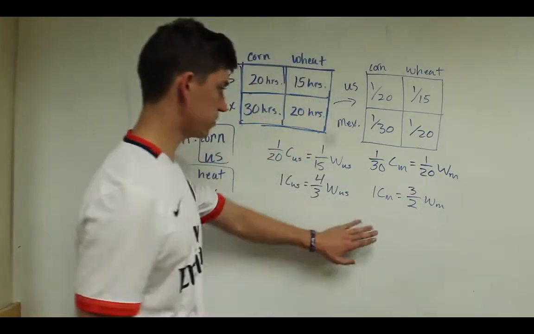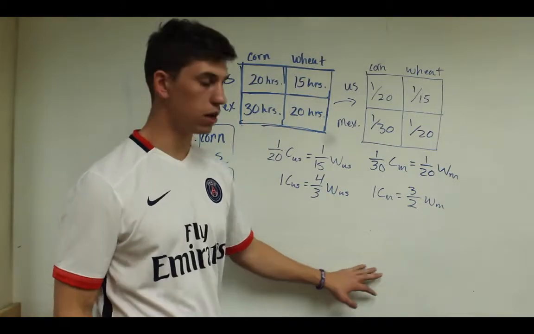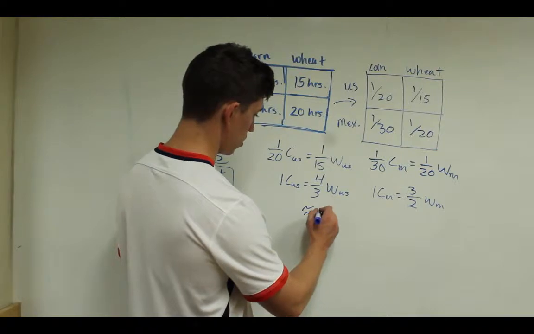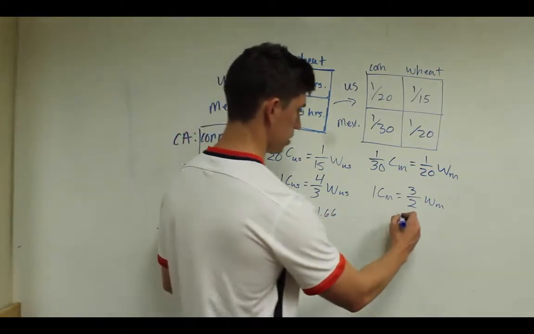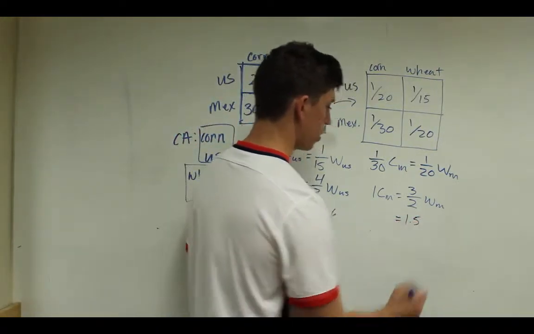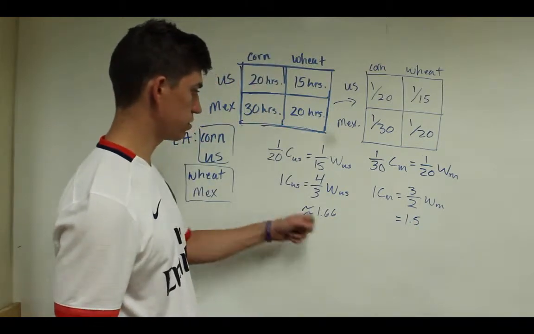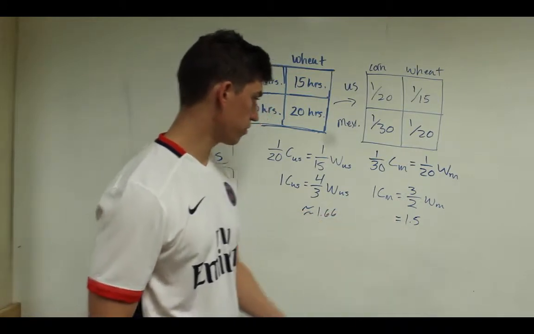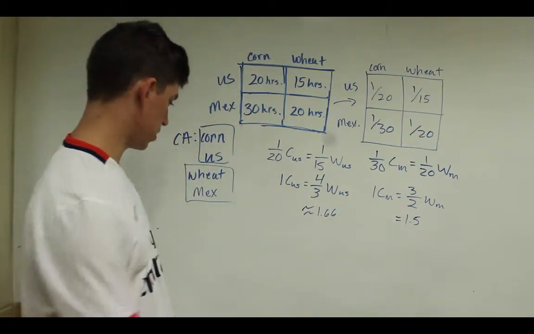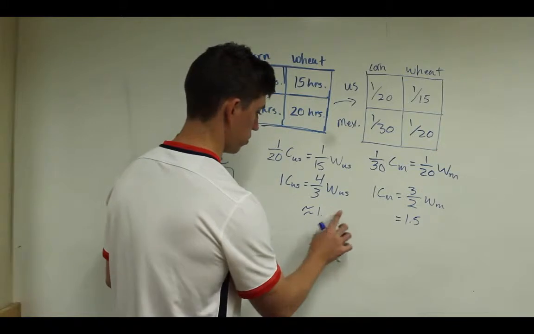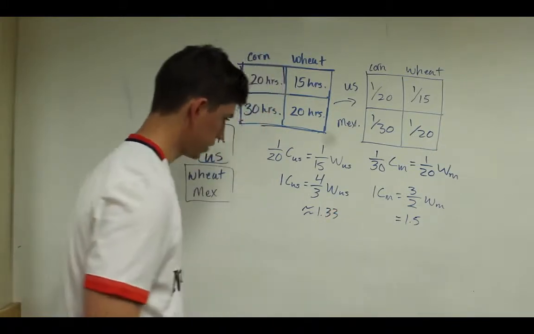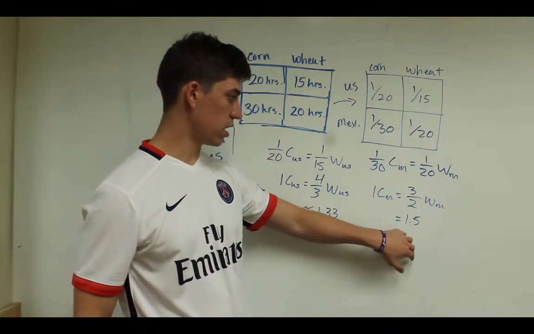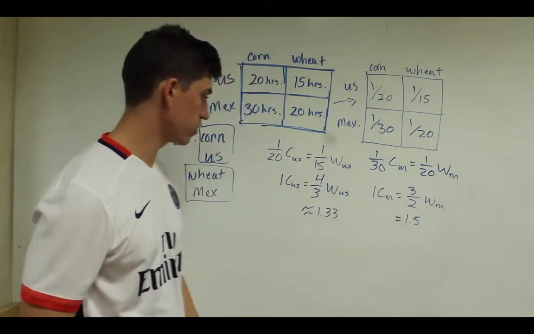Remember, I did this in the last video too, I'm just doing it again so that you see how we get what we call the prices. So like I said before, this is 4/3, approximately 1.33, and this is 1.5, right? So the opportunity cost of producing corn in the US is 1.33, and in Mexico it is 1.5. Oh, I'm sorry, earlier I said 1.66, that's 1.33, excuse me, 4/3. Which is why the U.S. had the comparative advantage in corn, and Mexico had the comparative advantage in the other good, wheat.